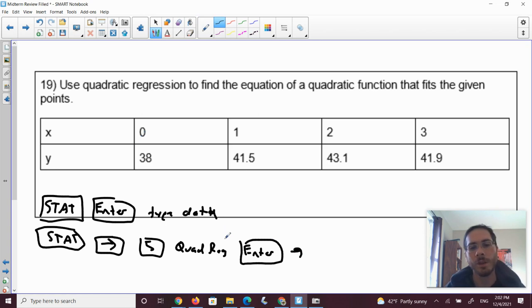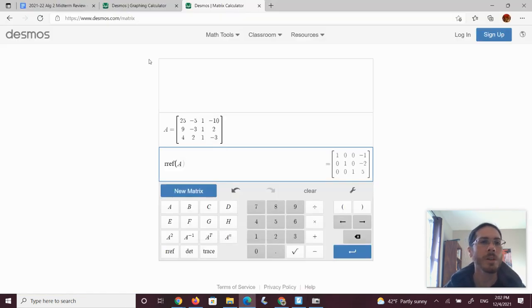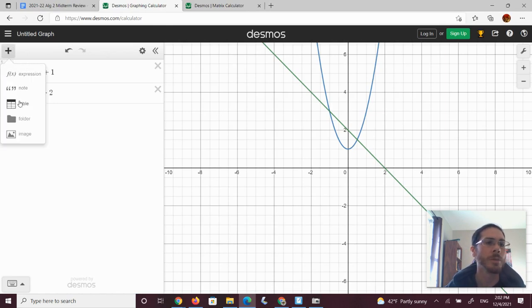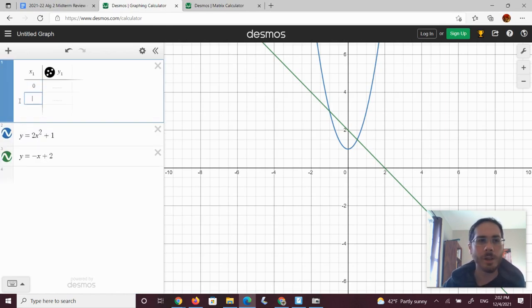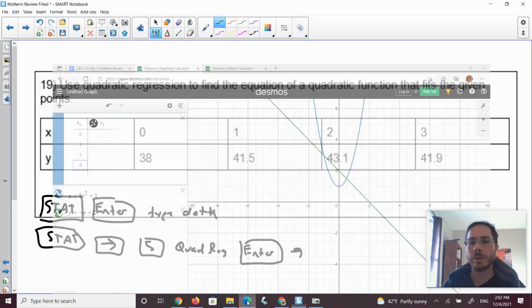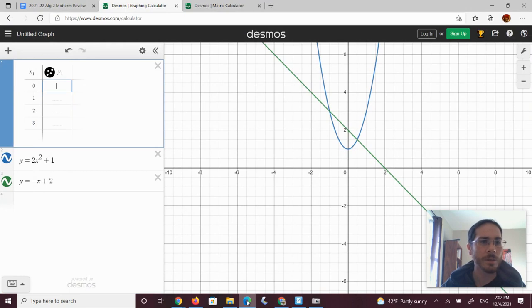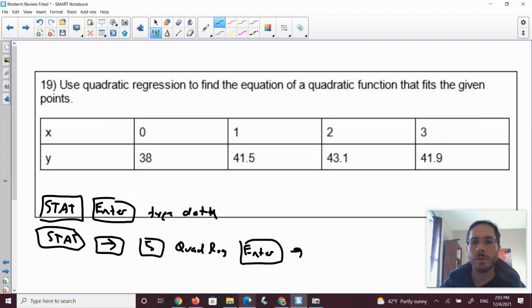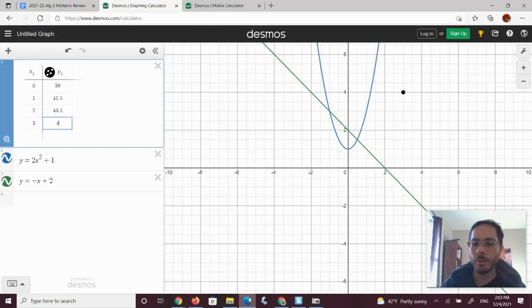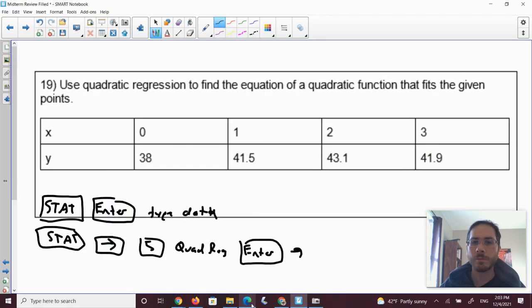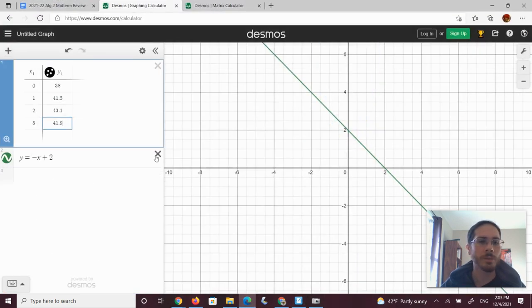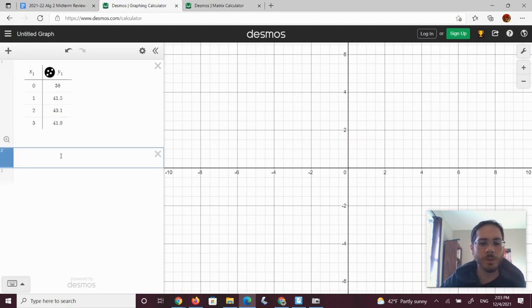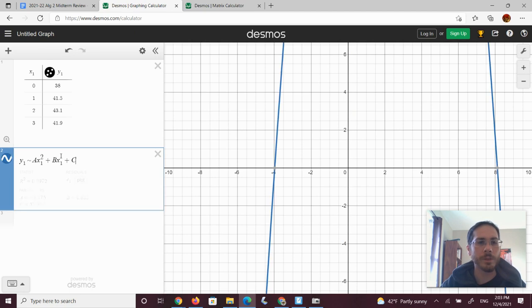If you want to do it in Desmos, I'm going to show that on the screen. So we'll bring this up. This is the thing where we have to bring up our table. We got to type in our numbers, 0, 1, 2, and 3. The other numbers I don't know, 38, 41.5, 43.1, 1.9. Okay, get rid of that, get rid of that. And we'll type in the code. So the code is, of course, y1 tilde ax1 squared plus bx1 plus c.